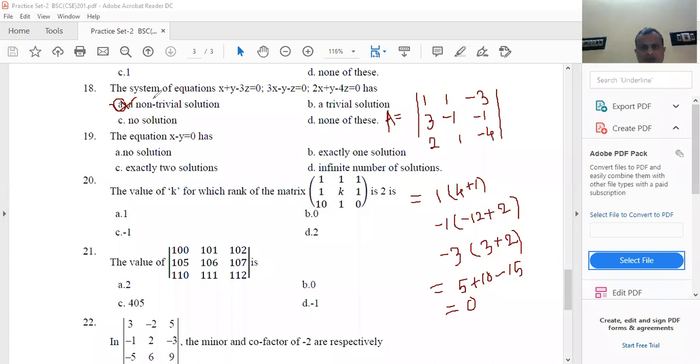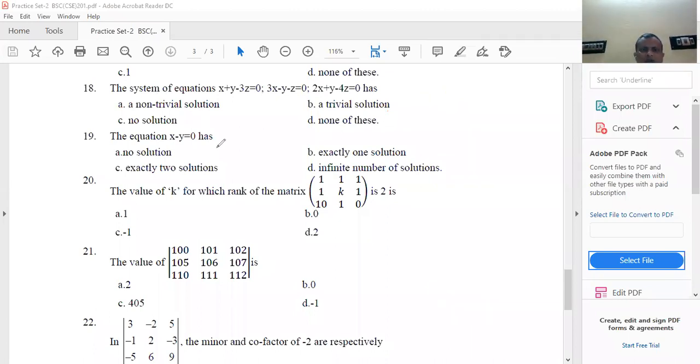Next we move to the next question. The equation has, here the equation is x minus y. You can use geometrically. Since the equation is x minus y equals 0, which represents that y equals x, that means the line passing through origin. Okay, the line passing through origin. So no solution should not be the correct answer.